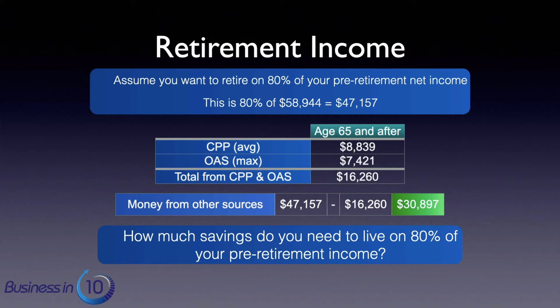Okay, let's crunch some numbers. Like I said earlier, at age 65, you get the average $8,839 from CPP and the maximum from OAS, which is $7,421. These two add up to $16,260 of annual income. And like I said a minute ago, you need $47,157 of retirement income to live a similar lifestyle. This means you have a shortfall of $30,897. This shortfall has to come from other sources of money like your savings.